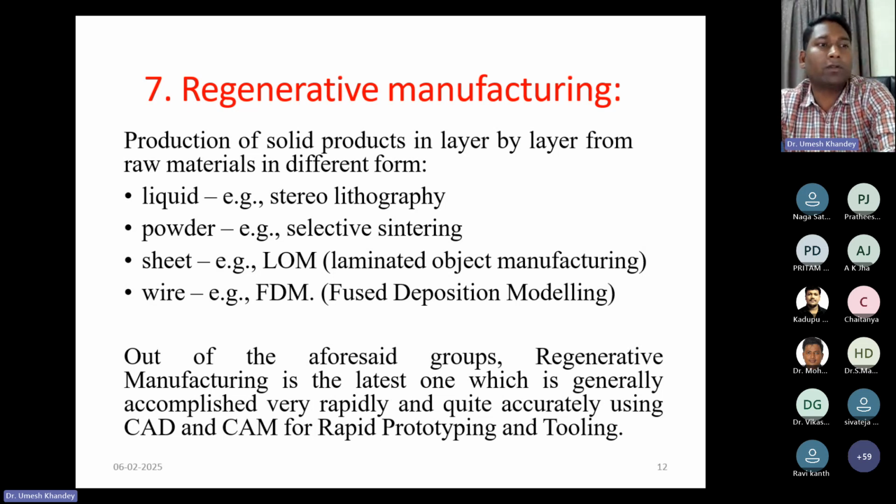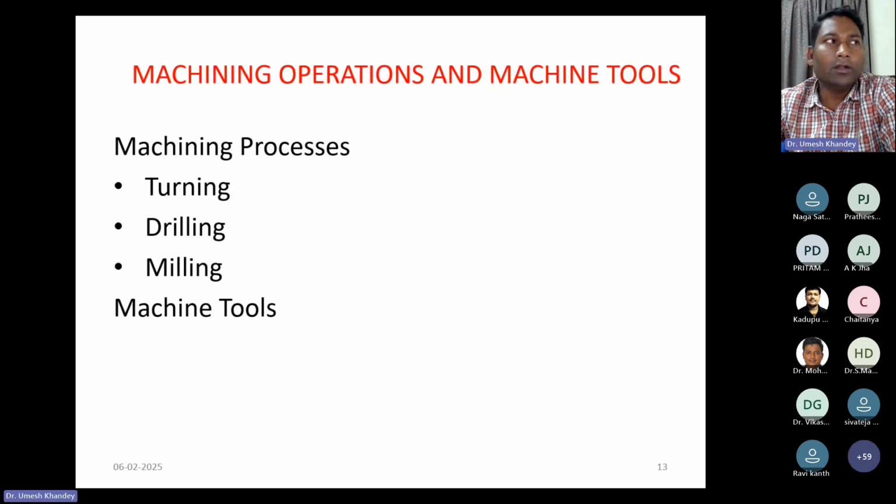Out of the aforesaid group, regenerative manufacturing is the latest one, which is generally accomplished very rapidly and quite accurately using CAD CAM for rapid prototyping and tooling. Now let us see machining operations and machine tools, just for a glimpse. What are the machining processes in conventional form? You may have seen this in your graduation notes: turning, drilling, milling. I already explained in previous slides.